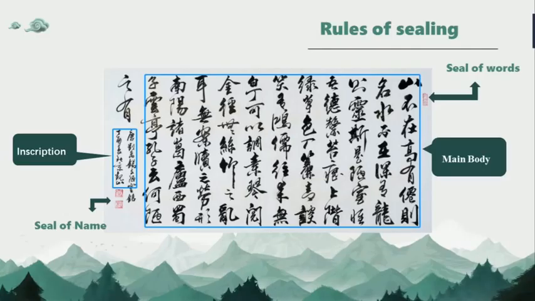So, how to use seals? There are rules. Look at this picture. This is a calligraphy work. You can put a seal of words on text around the beginning area of the main body. Usually, there will be inscription behind the main body. That's where to put seal of name.